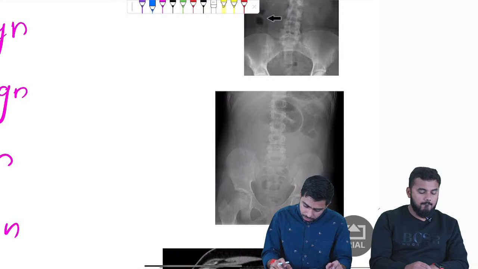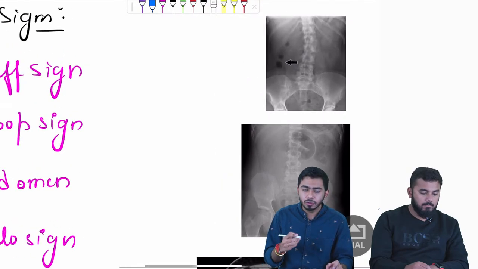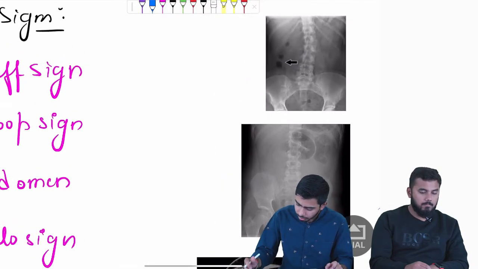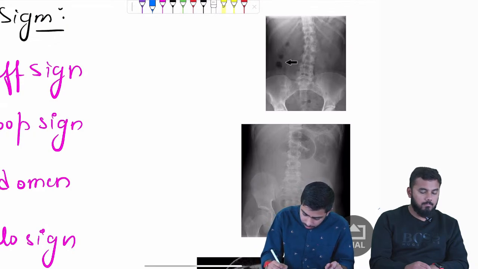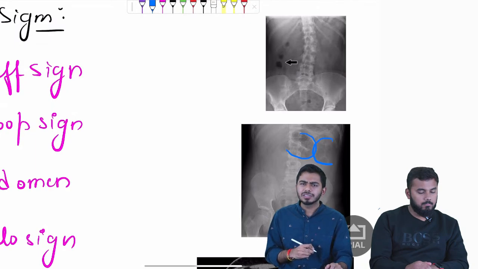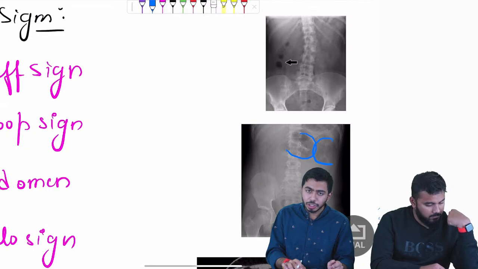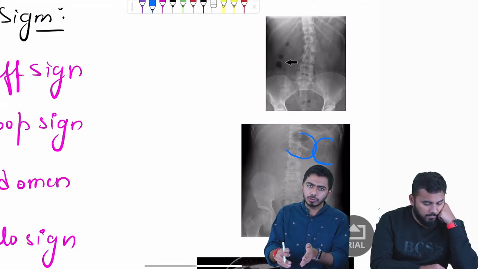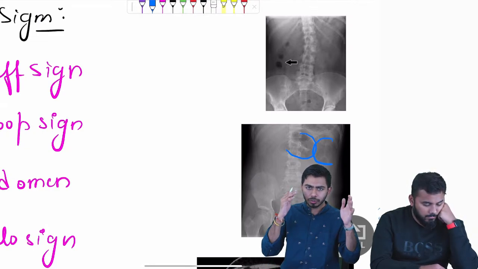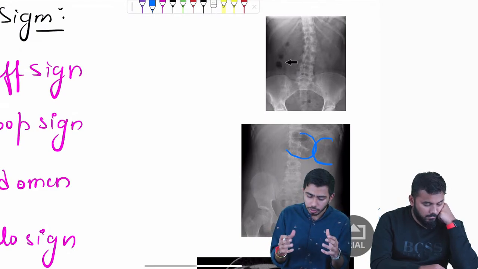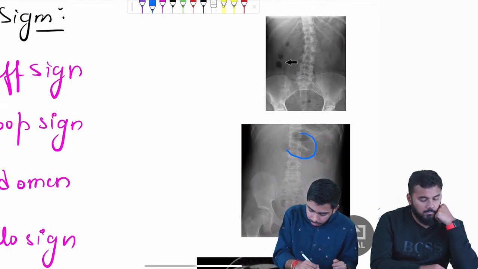The second sign which you can see over here is the sentinel loop sign. Here we can see multiple loops of gases, that is the sentinel loop sign. Nobody will ask you the detail. I'm just showing you how these signs actually look, so that you can make an idea in your mind of how they look.